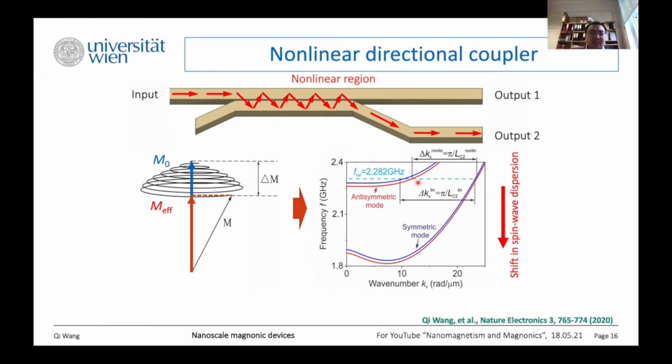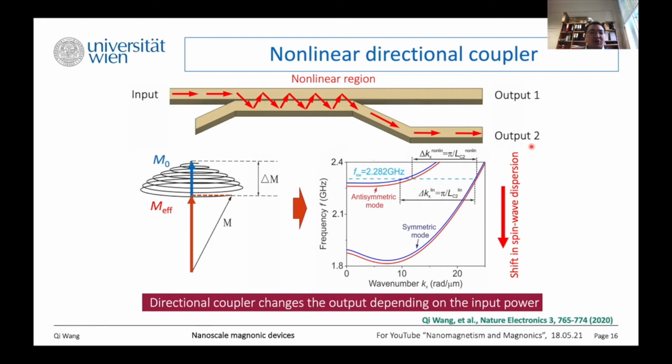As we discussed before, the coupling length is related to the gap between the symmetric and antisymmetric modes, the delta K. Once we shift down the dispersion curve but the frequency is still fixed, the delta K will change and the coupling length will change. So the spin wave will reach output 2. So the directional coupler changes the output depending on the input power.